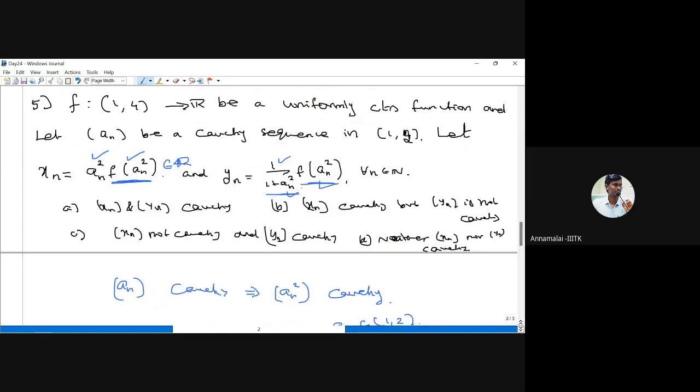Product of two convergent sequences is a convergent sequence. Every convergent sequence is a Cauchy sequence in R. Therefore, both the xn and yn are Cauchy. That is the correct answer.